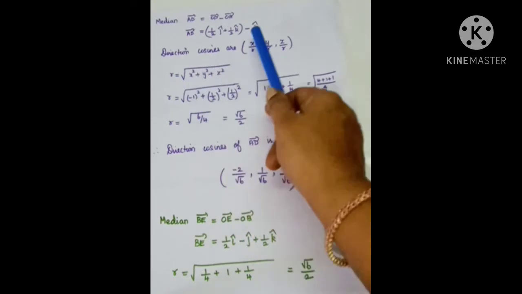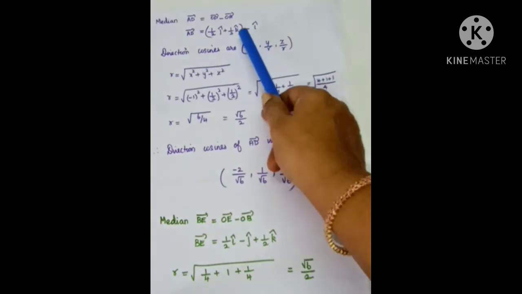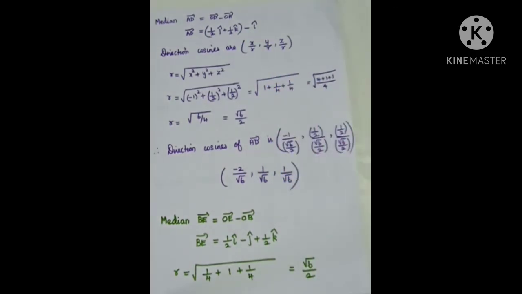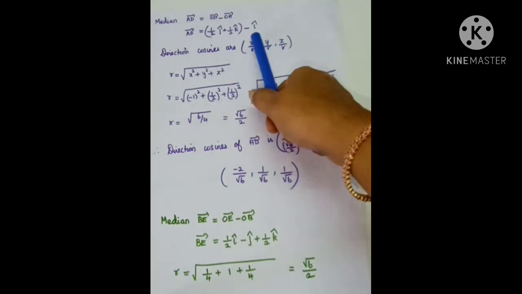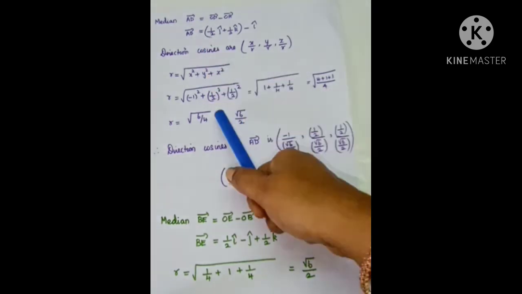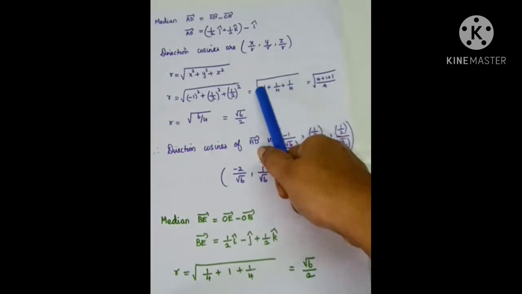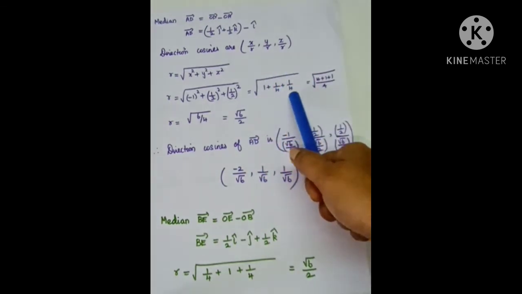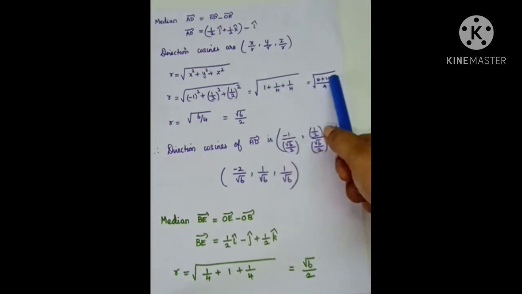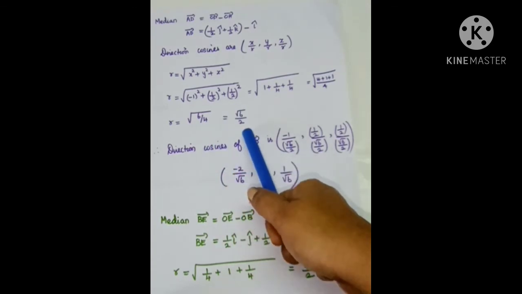X means what? The coefficient of I cap, that is minus 1. So I have written at the last, so you have to be careful. X is nothing but the coefficient of I cap, that is minus 1. So minus 1 the whole square, plus coefficient of J cap is half the whole square plus half the whole square, that is square root of 1 plus 1 by 4 plus 1 by 4. If you take LCM, LCM is 4. So it is 4 plus 1 plus 1. So that is root 6 by 4. So that is equal to root 6 by 2.